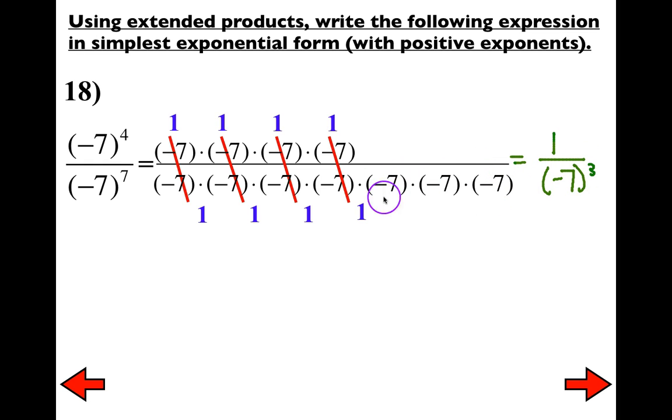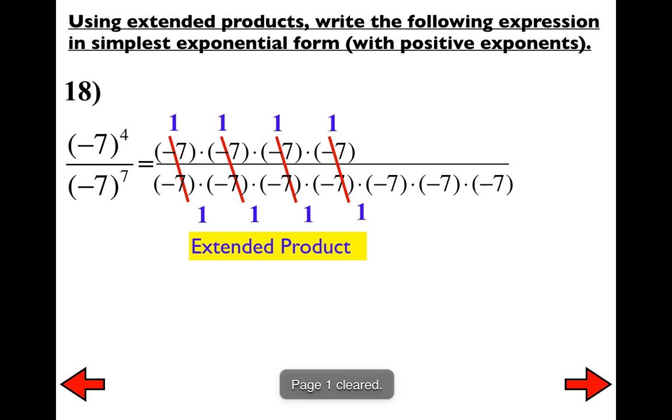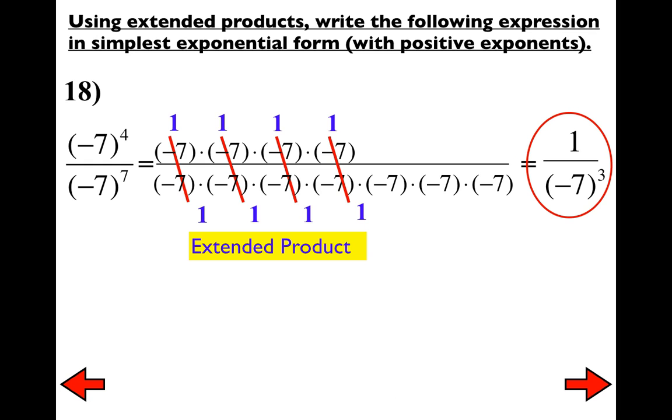So again, since the base is negative, you need to make sure you have parentheses, because without it, your answer would be wrong. Okay. So now, what about 19? Now they're mixing it up because the bases aren't the same. So what should I do?